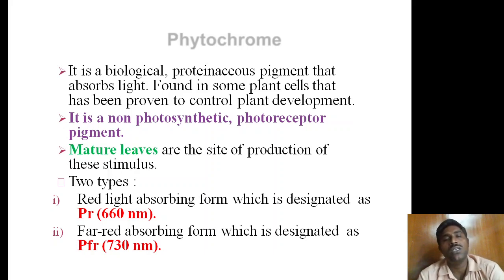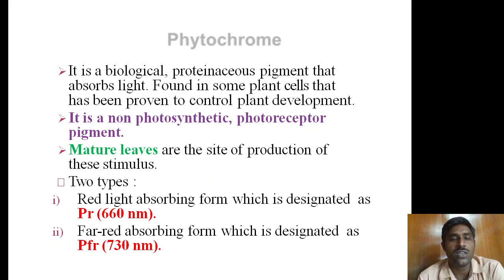Generally phytochrome is a biological pigment, proteinaceous in nature. Its main function is to absorb light. That means the amount of the photoperiod is calculated with the help of phytochrome. It is found in some plant cells and has been proven to control plant development. It is a non-photosynthetic photoreceptor pigment. That means it is not useful in photosynthesis; it only receives the light as a photoreceptor, but it calculates the amount of the photoperiod.